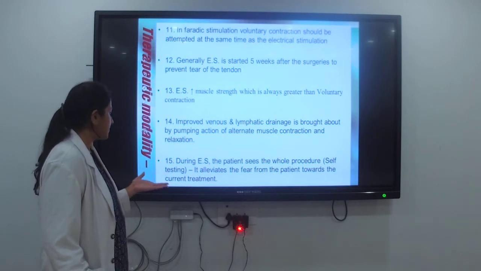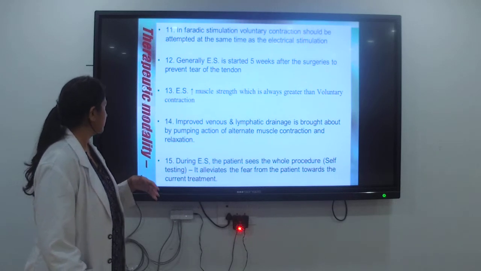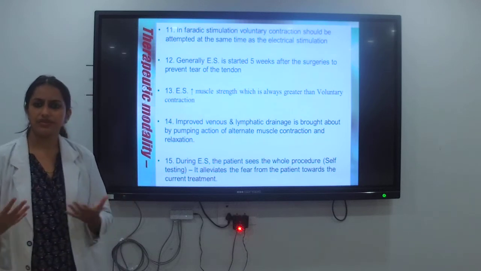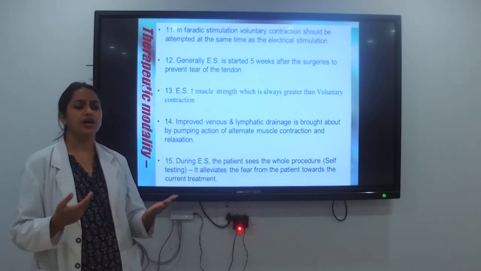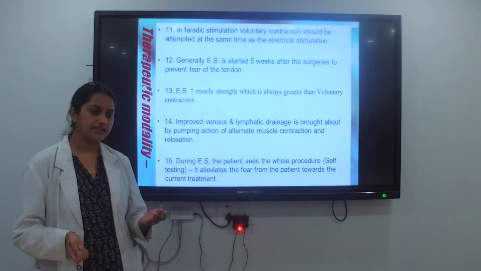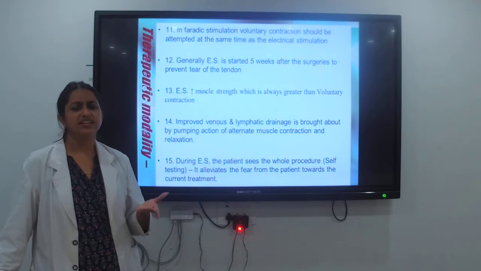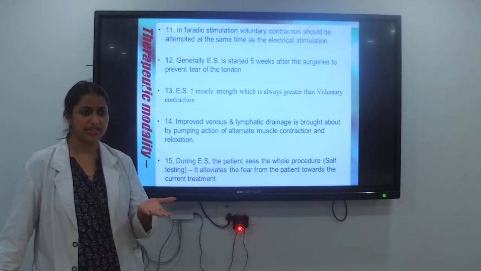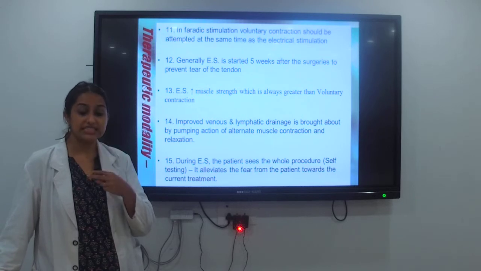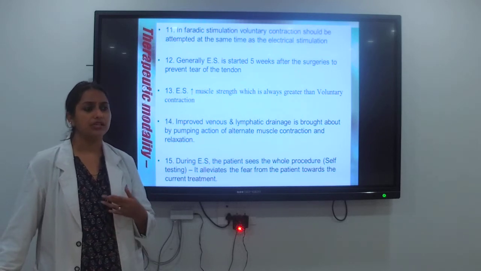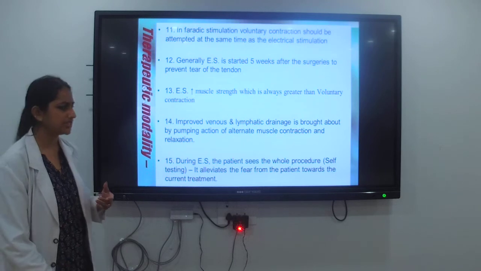Now coming to the next one. During electrical stimulation, the patient is able to see the whole procedure. It alleviates the fear of the patient towards the current treatment. Why like this? Patient confidence is gained because the patient is able to see what kind of procedure is going on, how you place the electrode, how you apply the crepe bandage and all. And the patient will also feel that there is no danger or risk from the current we are applying, and it is also giving a therapeutic effect like relieving of edema. So the patient can visually see whatever treatment we have given, and we can also gain the confidence of the patient towards our treatment and a positive approach towards the treatment.